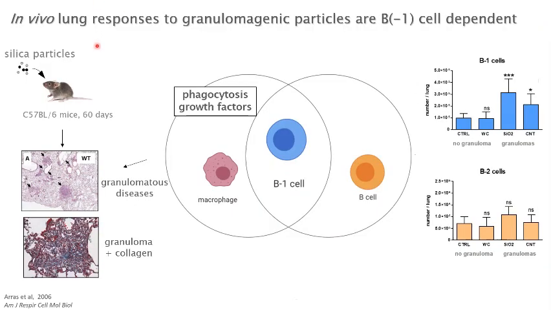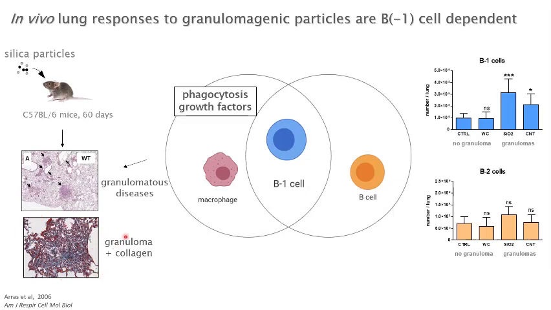When taking the example of silica particles, treated mice will develop granulomatous disease similar to what is observed in exposed individuals. The lungs are filled with collagen and granulomas, which decrease lung function. Granulomas are cellular aggregates containing macrophages and other cells such as B cells, and a granuloma aims to concentrate and isolate foreign bodies such as particles.